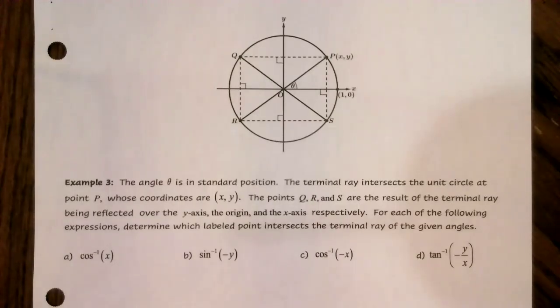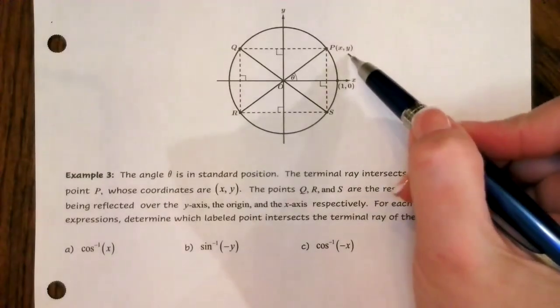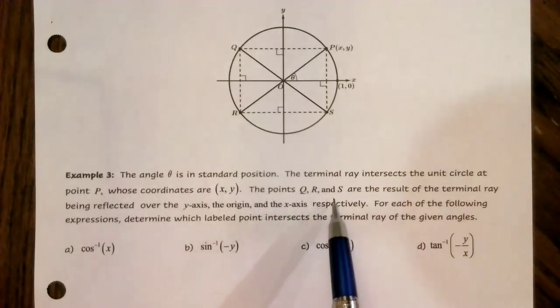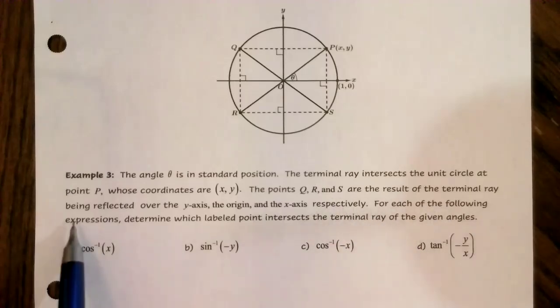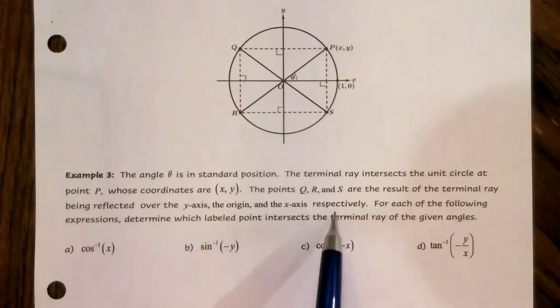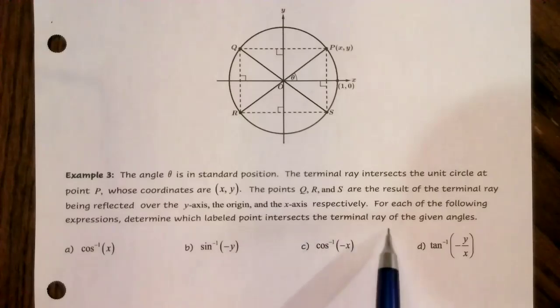All right, before we finish this intro into the inverse functions, we're going to go ahead and talk about what a test question could look like on this. And so here we have an MCQ one, and it says the angle theta is in standard position. The terminal ray intersects the unit circle at point P. And so that's this one right here, whose coordinates are x and y. The points Q, R, and S are the result of the terminal ray being reflected over the y-axis, the origin, and the x-axis respectively. For each of the following expressions, determine which labeled point intersects the terminal ray at the given angles.